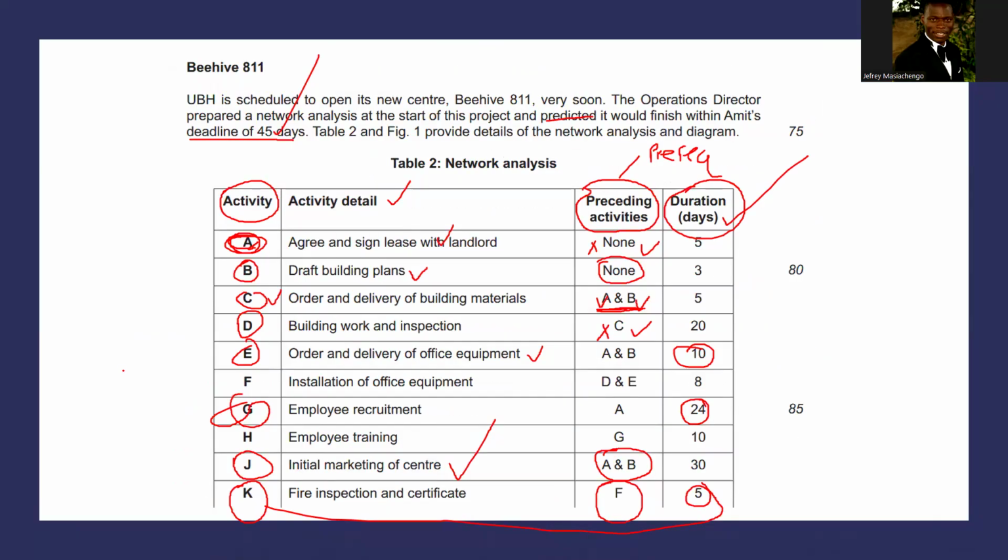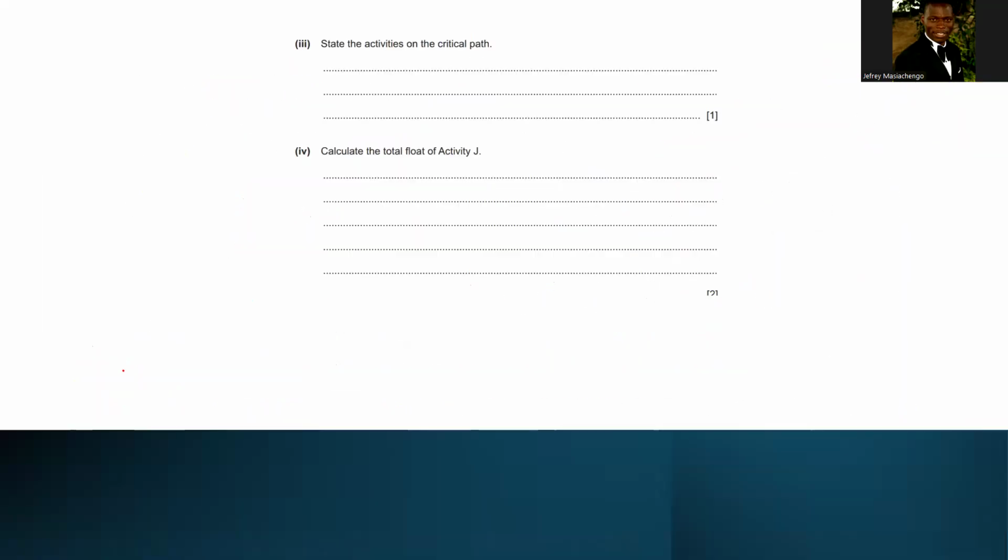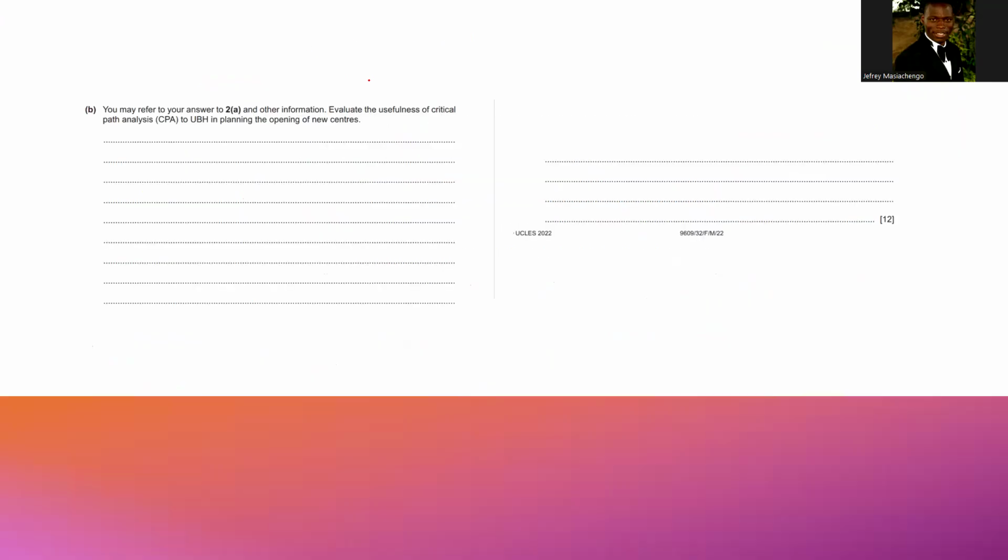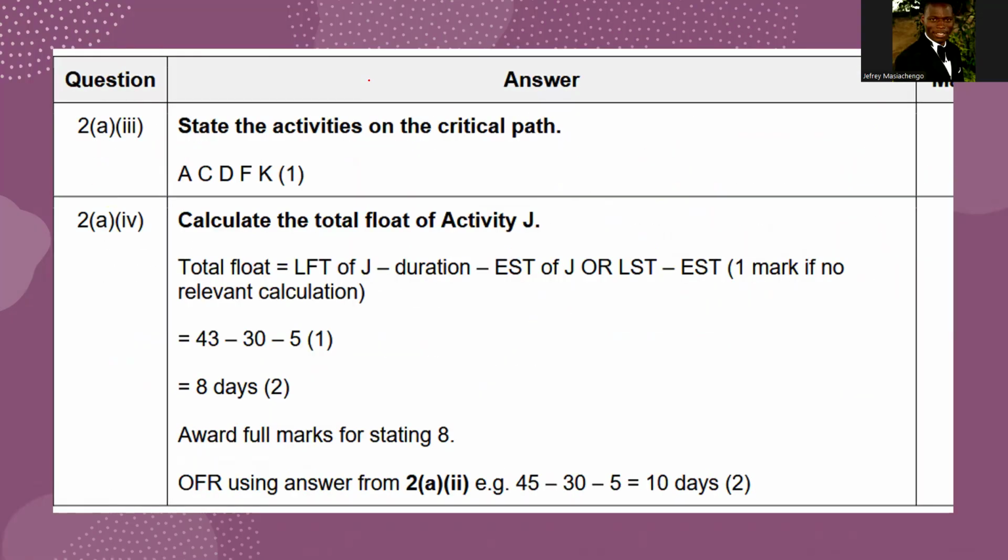I can draw this diagram from this information, but for now, to make the video short, I think I need to end here. Let's look at the question. State the activity in the critical path. Okay, I think this one, you can do. Let's go and look at the question.